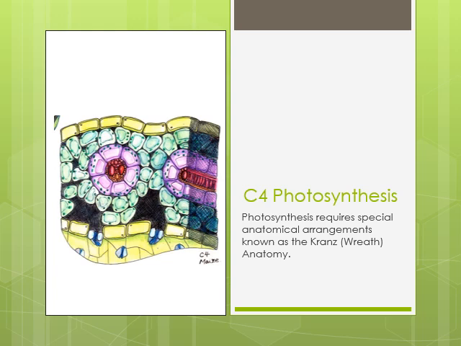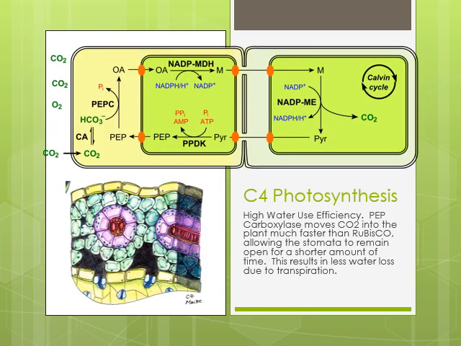It has this specialized anatomy. That circle is called the Kranz anatomy. It means wreath in German because it's shaped like a wreath. The way that C4 photosynthesis has a huge advantage over C3 photosynthesis is its ability to bind CO2 efficiently.